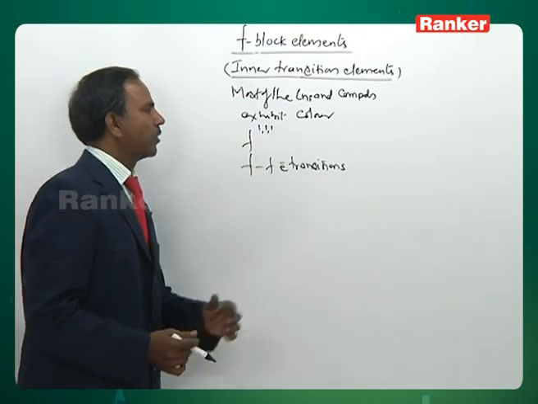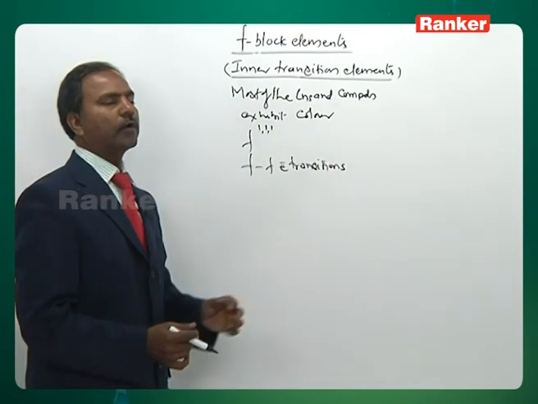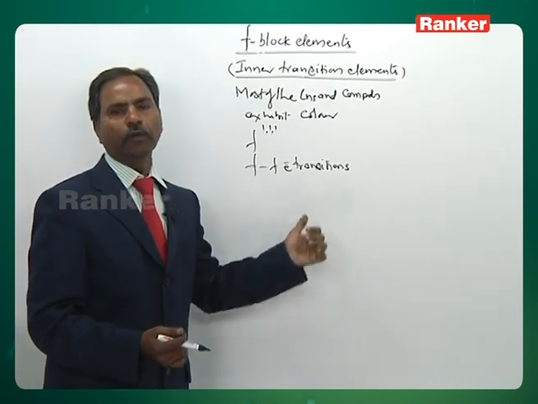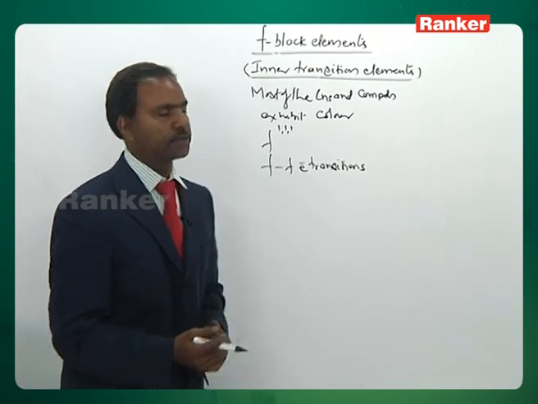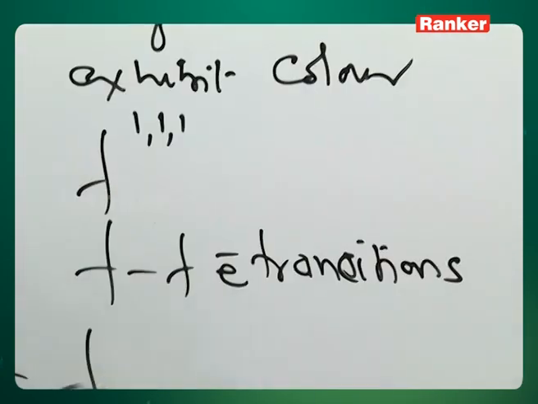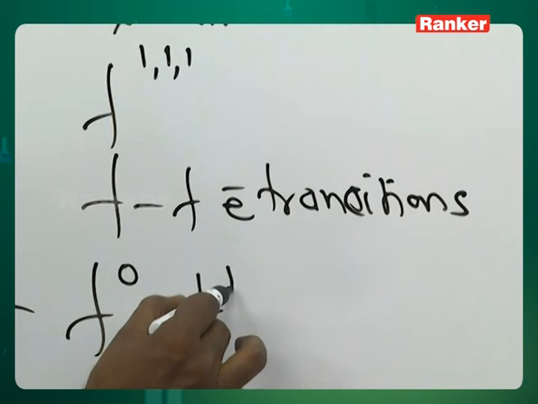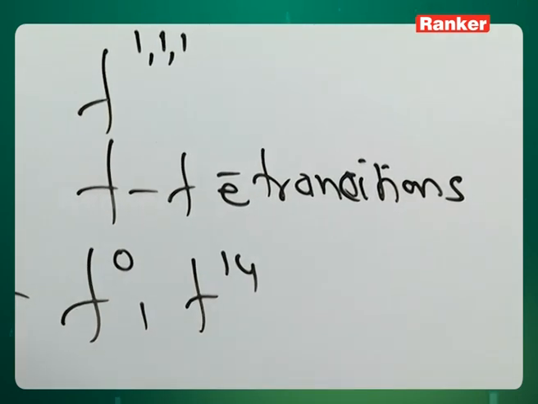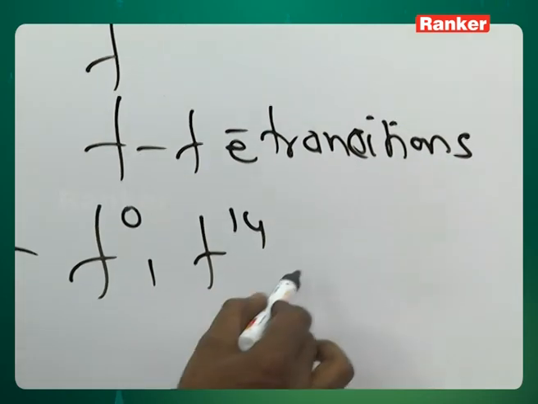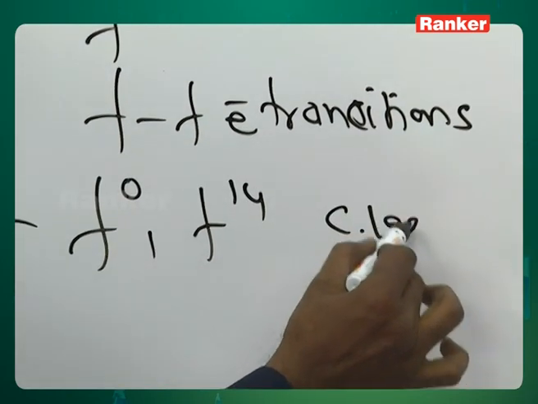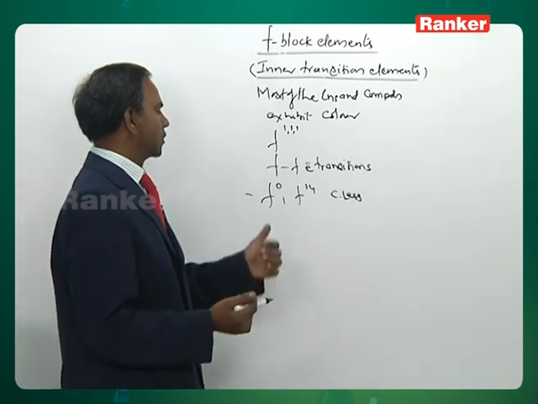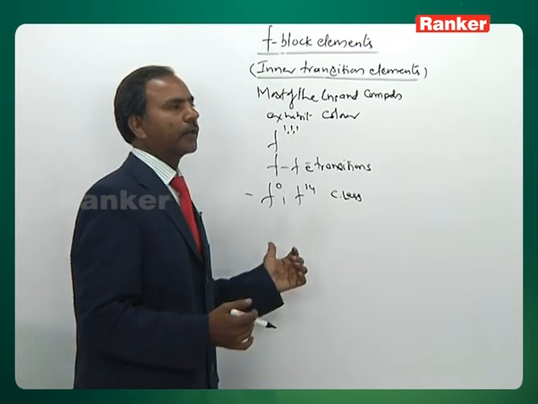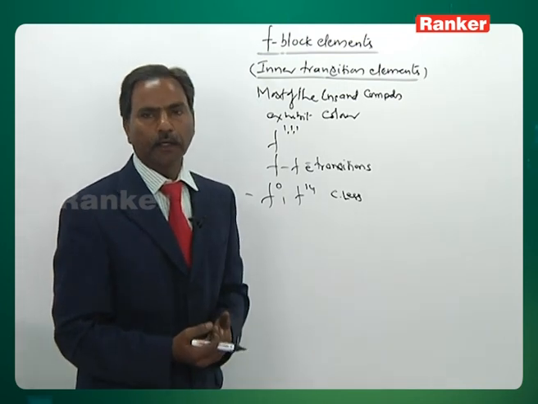Most of the lanthanides and their compounds exhibit color. It is due to the presence of unpaired electrons in f orbitals and also due to f orbital to f orbital electronic transitions. Now consider either the f0 configuration or the f14 configuration. They are not carrying any unpaired electrons, therefore they are not exhibiting color. These f0 and f14 electronic configurations of lanthanides are generally not exhibiting any color. They are found to be colorless.